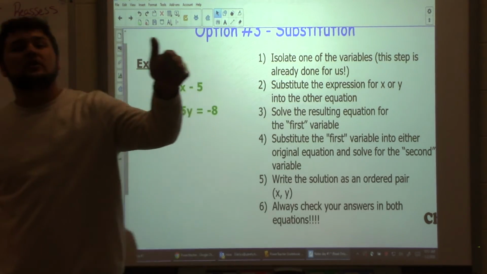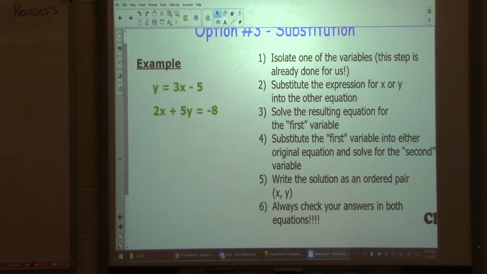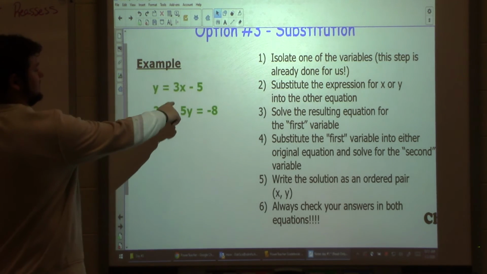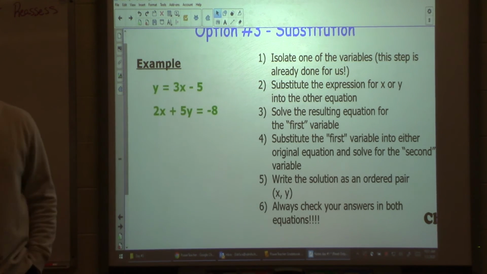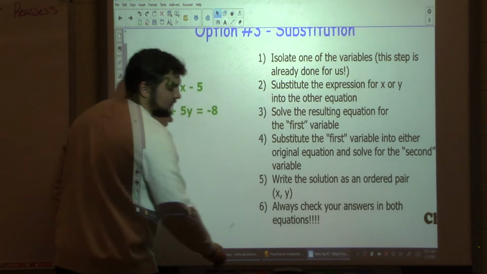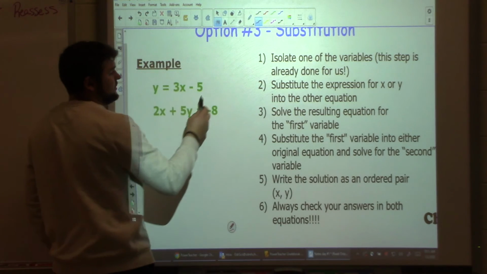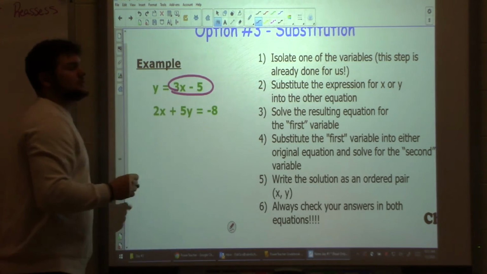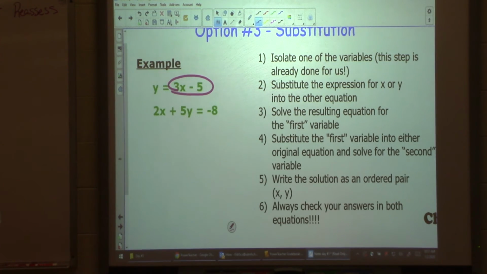So, equivalent forms was good when they were both equal to the same thing. Substitution is going to be good when we have one of our equations equal to a variable. Well, in this case, 3x minus 5 is equal to y. We're going to use substitution to help us solve for one of our variables. So what I'm going to do, hey guys, what is 3x minus 5 equal to? What's it equal to? y.